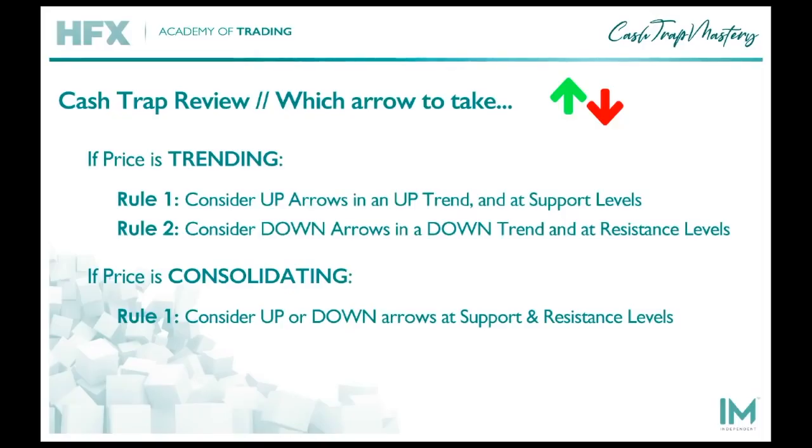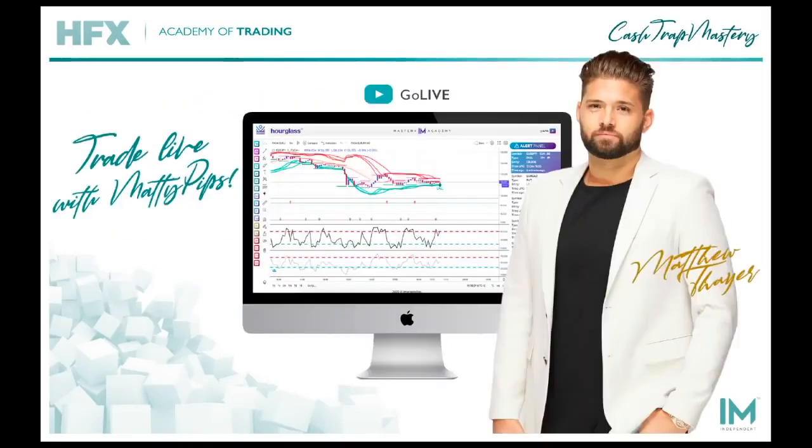To utilize Cash Trap 2.0, we keep this very simple. Once again, if price is trending, we consider up arrows in an uptrend and at those support levels. Rule number 2 is to consider down arrows in a downtrend and at resistance levels. If you've identified that price is in consolidation, we simply have one rule, which is to consider up arrows or down arrows at support and resistance levels.